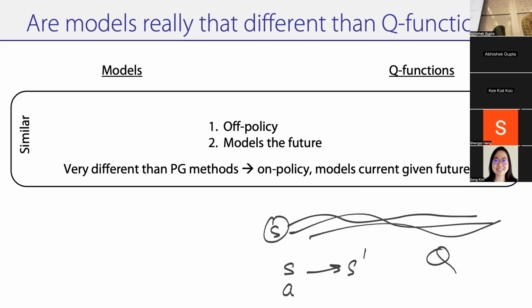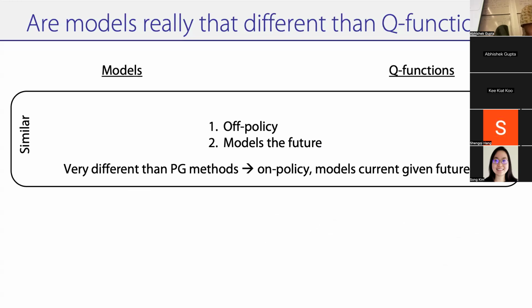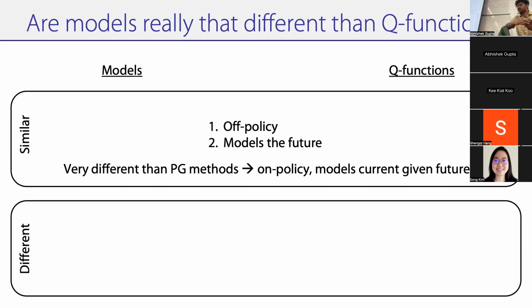Whereas a policy is saying you're at S, you want some good outcome in the future, and so you try to predict the A that gets you there. And so you're kind of anti-causal. You're saying, given this is the outcome I want in the future, what is the action I should take now? So policy gradient is quite anti-causal, whereas Q functions and models are causal. They go forward. But there are some differences.